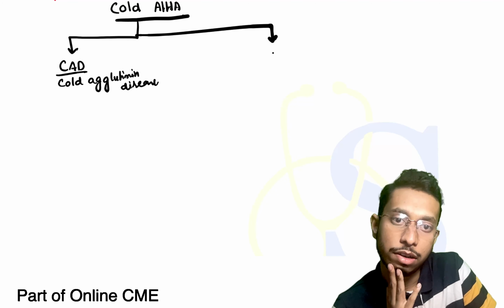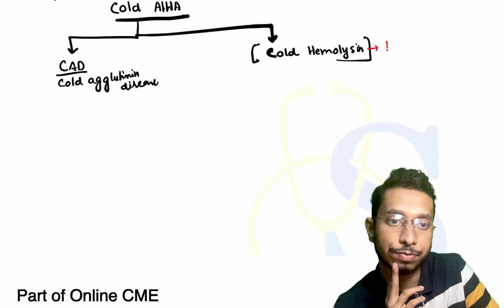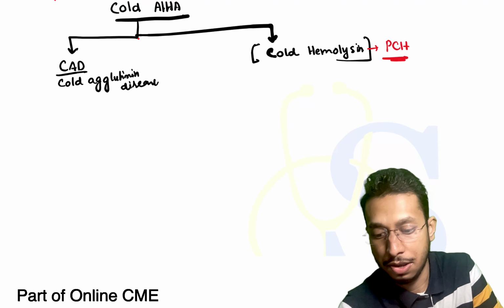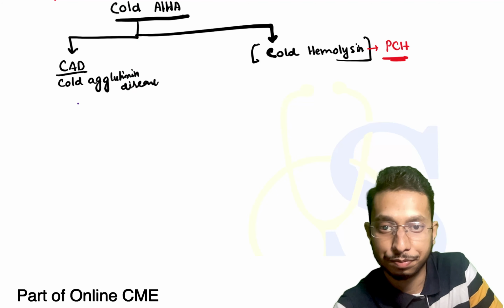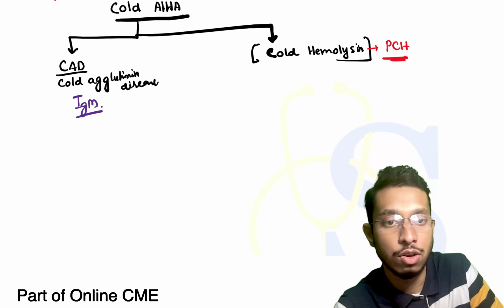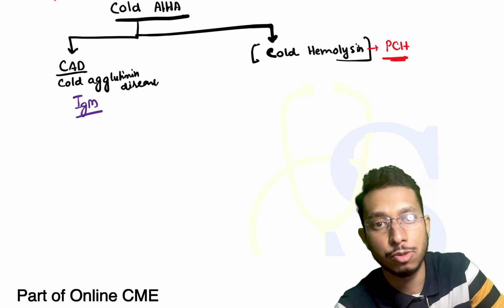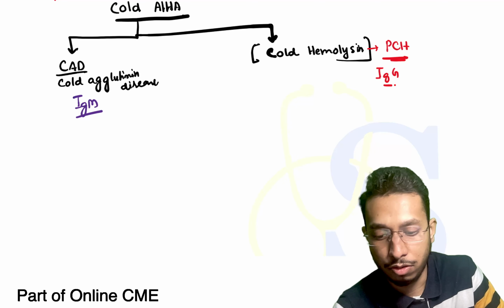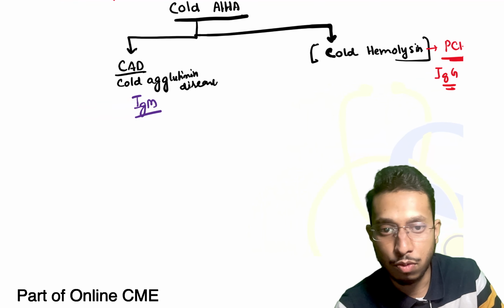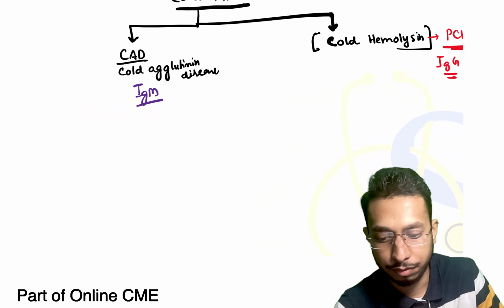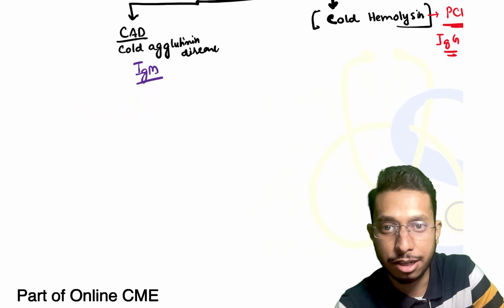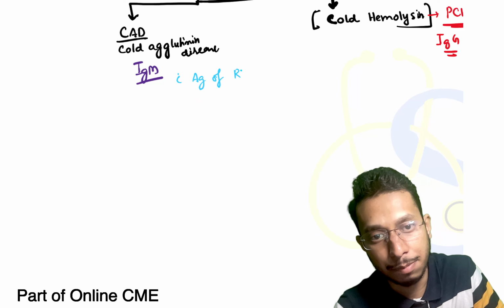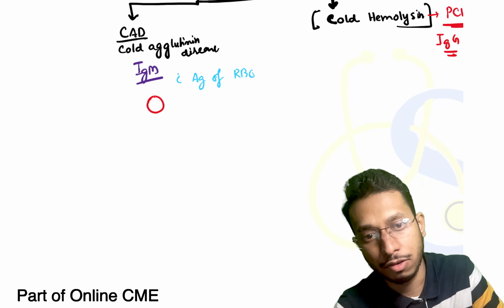Cold hemolysis is also known as paroxysmal cold hemoglobinuria. Right, now cold agglutinin disease is mainly IgM mediated, as for most of the cold diseases, whereas PCH, that is paroxysmal cold hemoglobinuria, is an exception to the antibody mediation. It is IgG mediated. Okay, now for discussion of cold agglutinin disease first, this IgM in cold agglutinin disease is directed against the I antigen of the red blood cell, right?